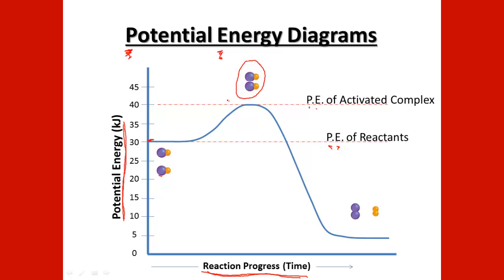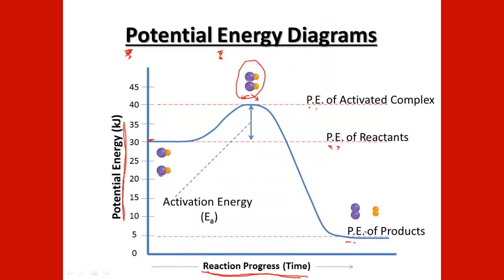Now when they get here, they're going to either quickly move back down, or they're going to quickly move to our completion of a reaction. Our next line, the potential energy of the products, is how much energy they have after the reaction has taken place. The difference between our starting point and the potential energy of the activated complex is our activation energy. The activation energy is the energy needed for this reaction to start. So you always need a certain amount of energy in order for a reaction to begin.